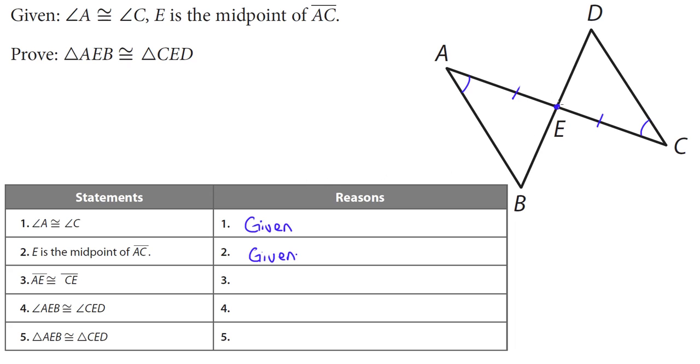And that midpoint E gives us our third statement. Side AE is congruent to side CE, and we know that because E is a midpoint, which means that they are equal. And so the reason for that is definition of midpoint.